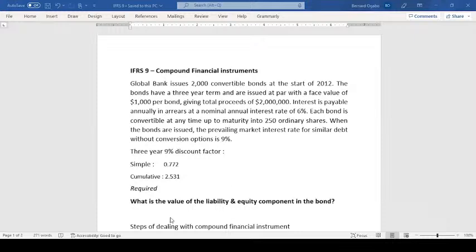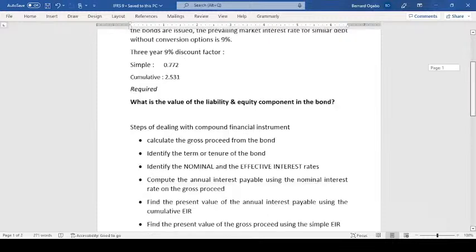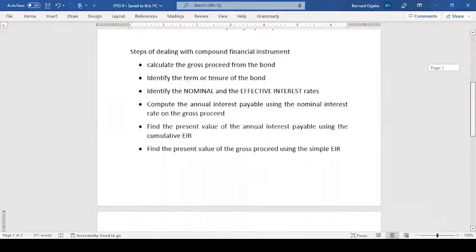Required: what is the value of the liability and equity component in the bond? This is the requirement. We have a hack, a simple way of determining how to separate this. So I've listed the following steps, which you should treat as very important.